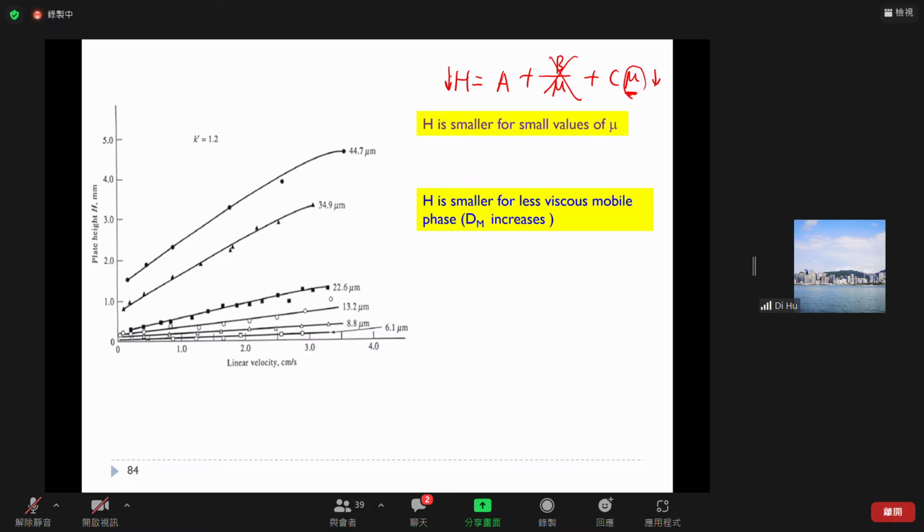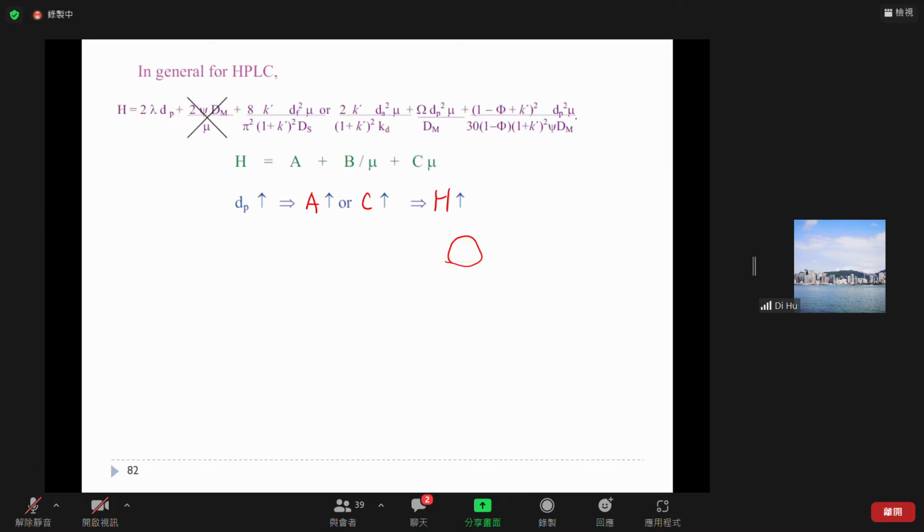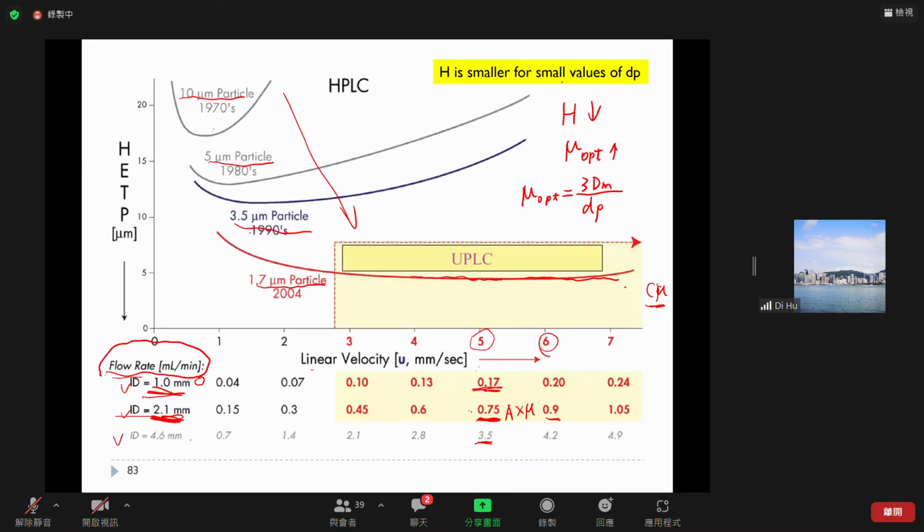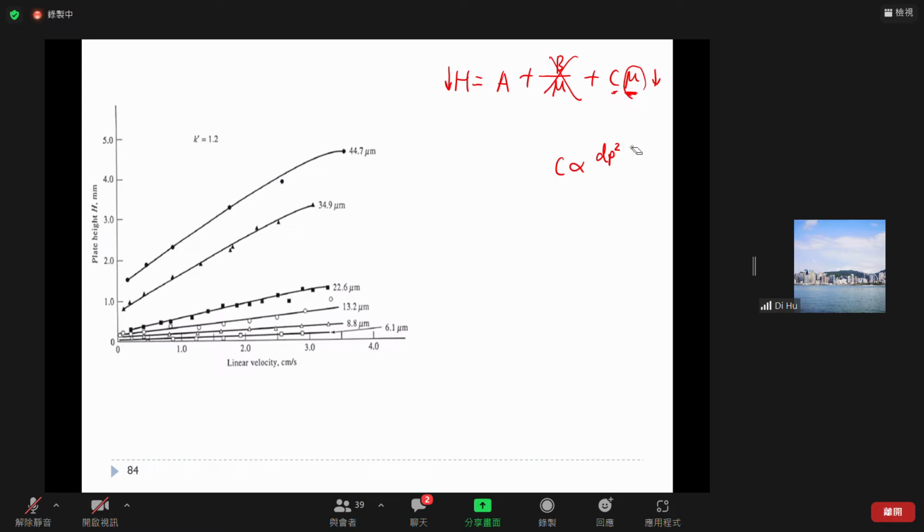Also H is smaller for a less viscous mobile phase. Why is that? Because remember the C term here, for the moving mobile phase and then for the stagnant mobile phase, is proportional to what? dp squared over dm, right? Remember? You still remember that? So if we go back to C here, mu, sorry, divided by dm.